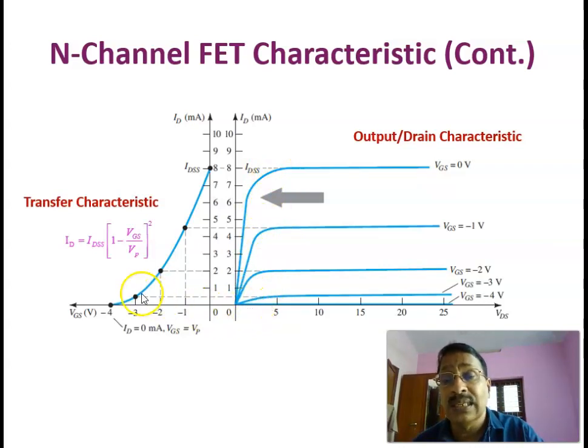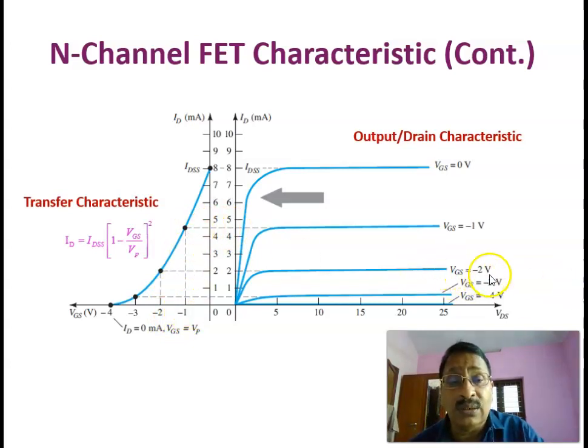It is reducing. And you can plot the transfer characteristics from the drain characteristics. As an example, corresponding to VGS equal to 0, we get IDSS equal to 8 milliamp. Therefore, corresponding to VGS equal to 0, ID equal to IDSS. This is one point. Second, when VGS equal to -1 volt, the corresponding drain current is this one.